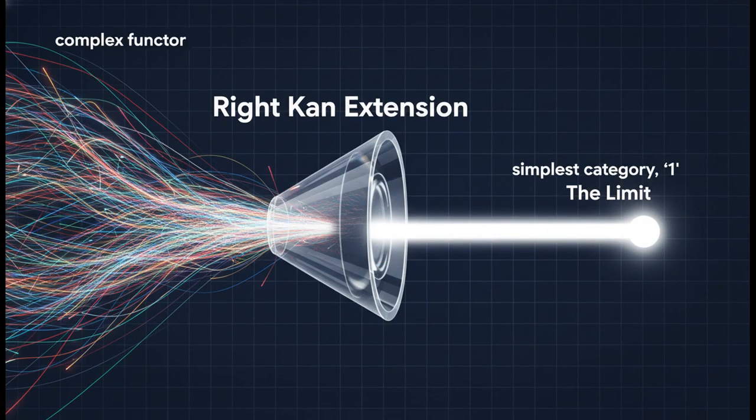And this isn't just some vague philosophical idea. Mac Lane lays out the proof. For example, taking a limit turns out to be exactly the same thing as asking for the best way to extend your map to the simplest possible category that exists, one with just a single object. The answer to that question is the limit. It's an incredible, beautiful connection.